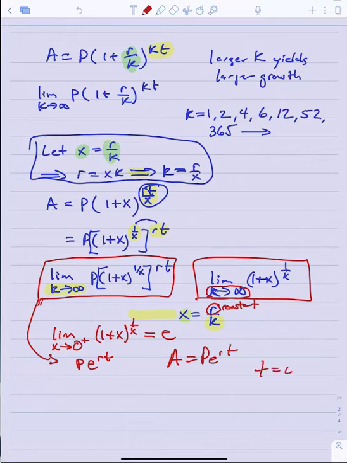Notice that when t is 0, I get A equals P. And of course, P is meant to represent the initial amount. So what that looks like is A is equal to the initial amount, let's call that A sub 0, e to the rt. Doesn't that look a lot like y equals y0 e to the kt? It's exactly the same model. We've just changed a few letters.